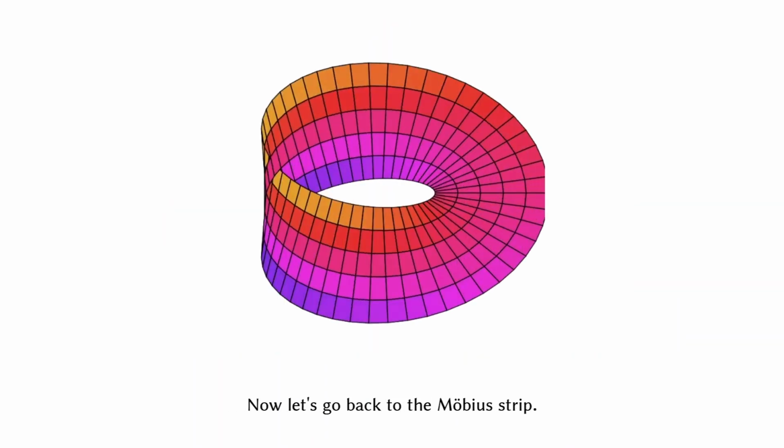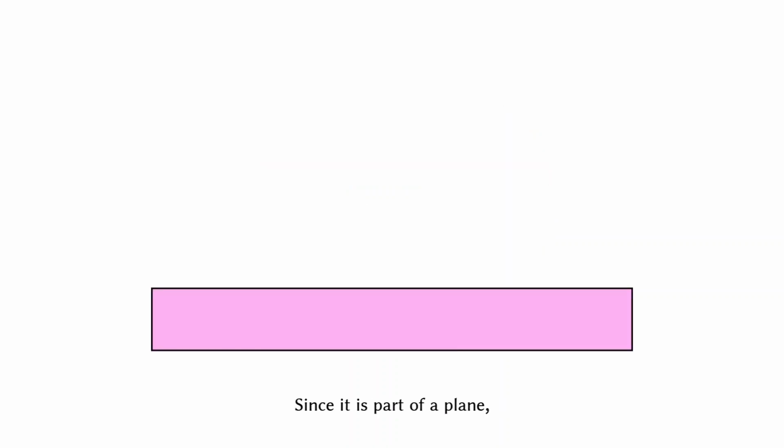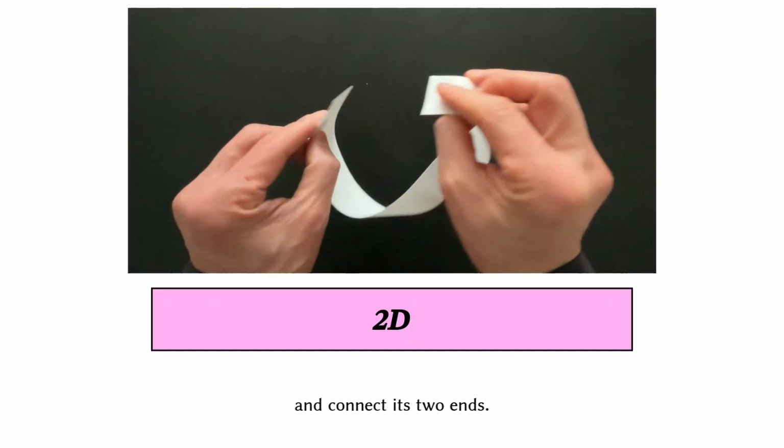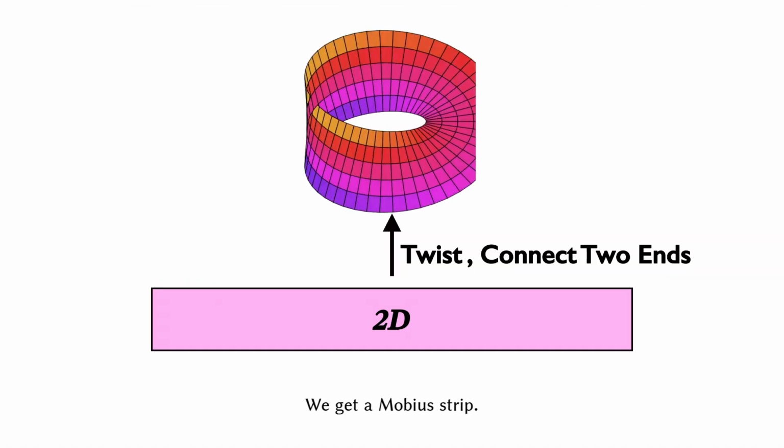Now let's go back to the Mobius strip. At first, we have a flat strip. Since it is part of a plane, it is two-dimensional. Now twist the strip and connect its two ends. We get a Mobius strip.